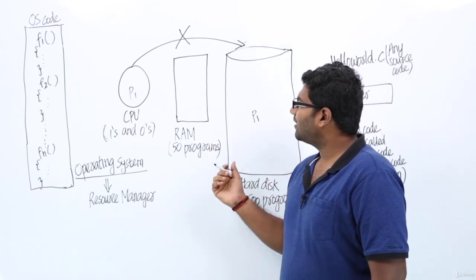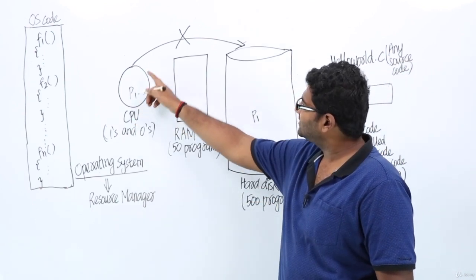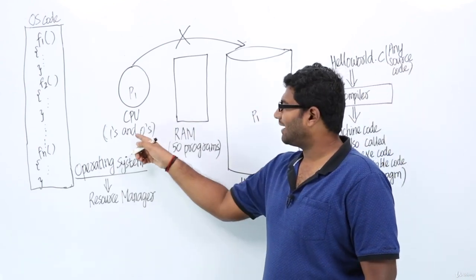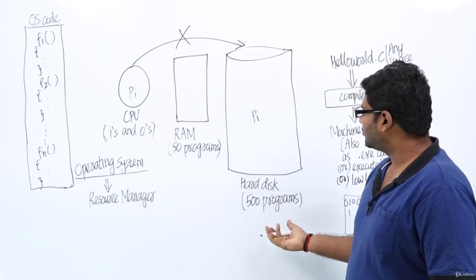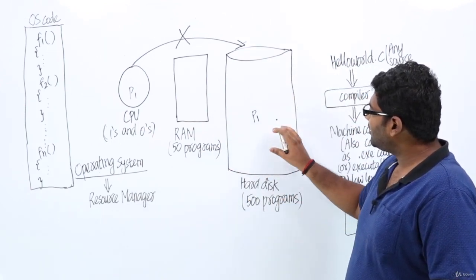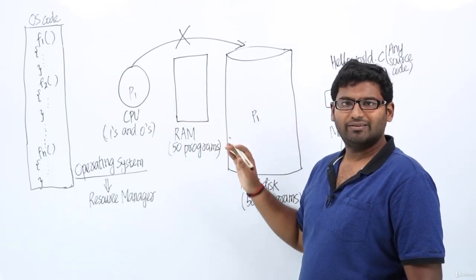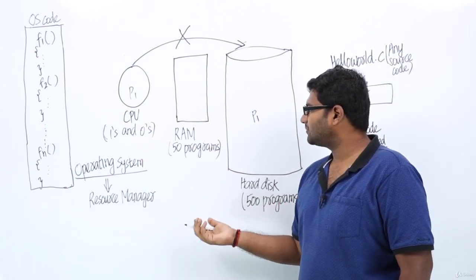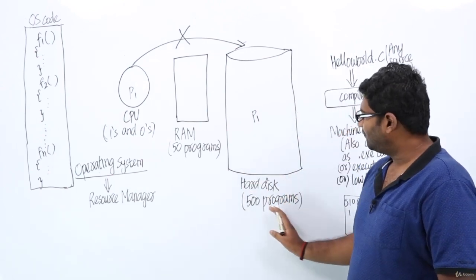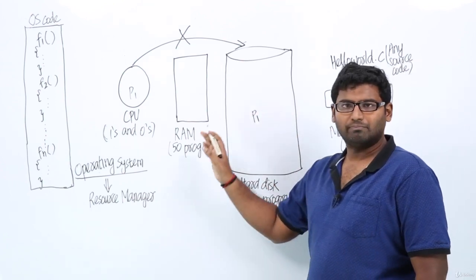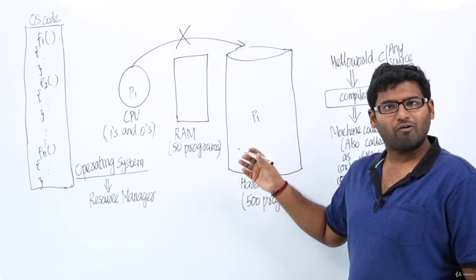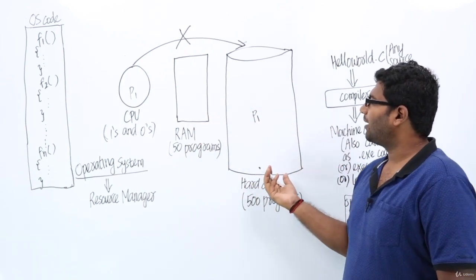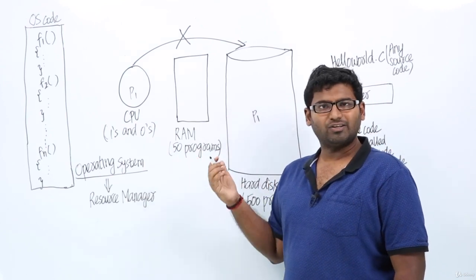We have already seen that our CPU cannot access the hard disk directly. Any program our CPU wants to access, it can only access from the RAM directly. So definitely we need to move the program from hard disk to RAM. Only then can the CPU execute it. Now my question is, since RAM can hold only 50 programs, out of these 500 programs, which 50 programs are you going to move to RAM? That is the question.